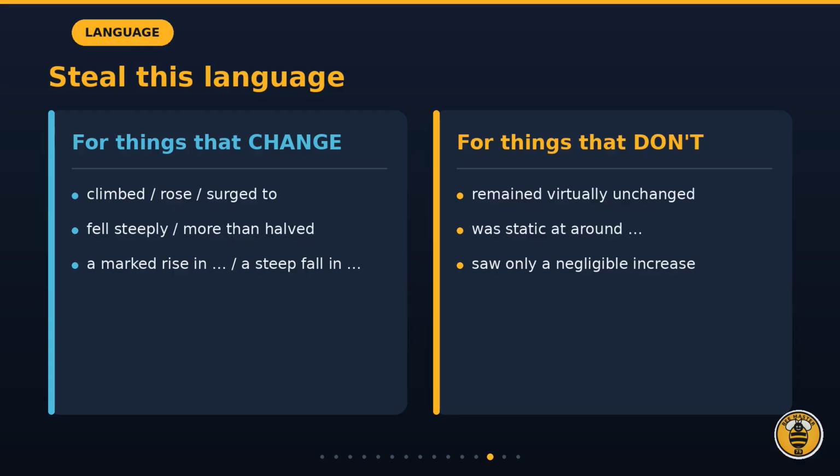Steal this language. For things that changed: climbed, rose, or surged to, fell steeply, or more than halved, a marked rise in, or a steep fall in. For things that do not change: remained virtually unchanged, was static at around, saw only a negligible increase. Notice that half of these are nouns, not verbs. Being able to switch between the two is exactly what lexical resource means.